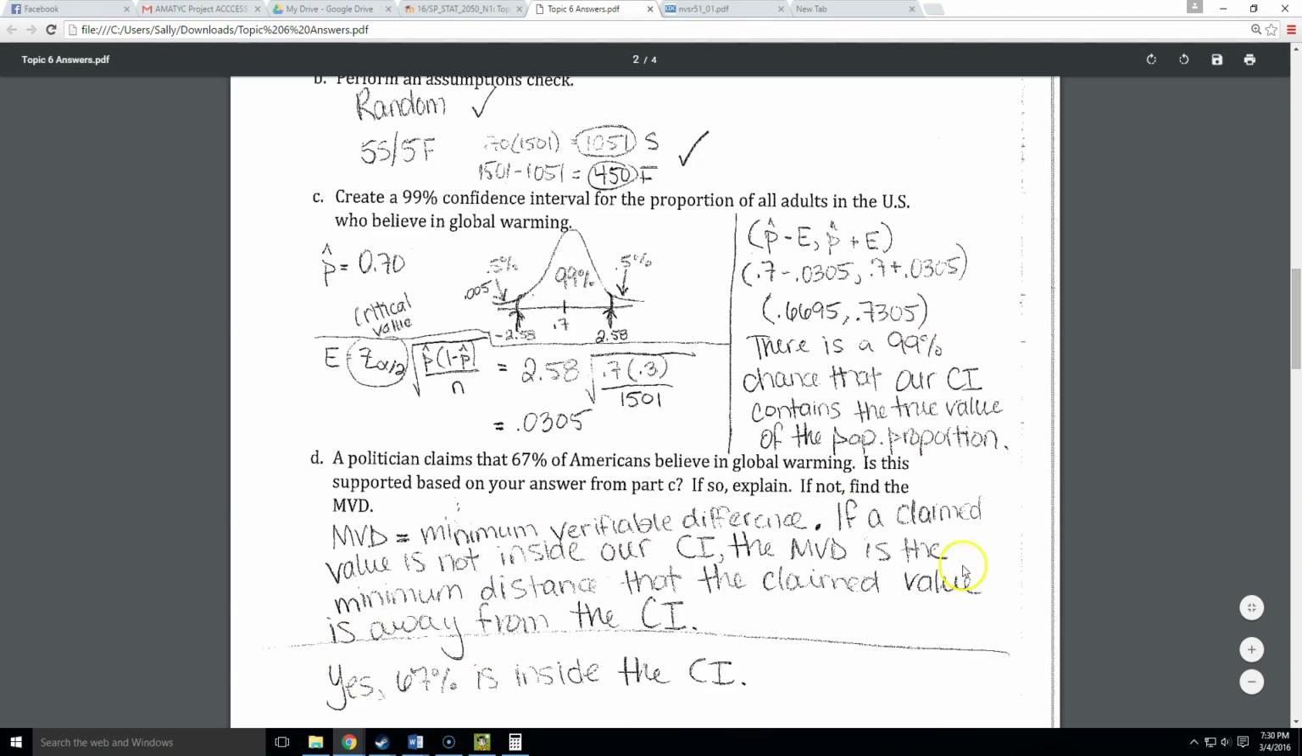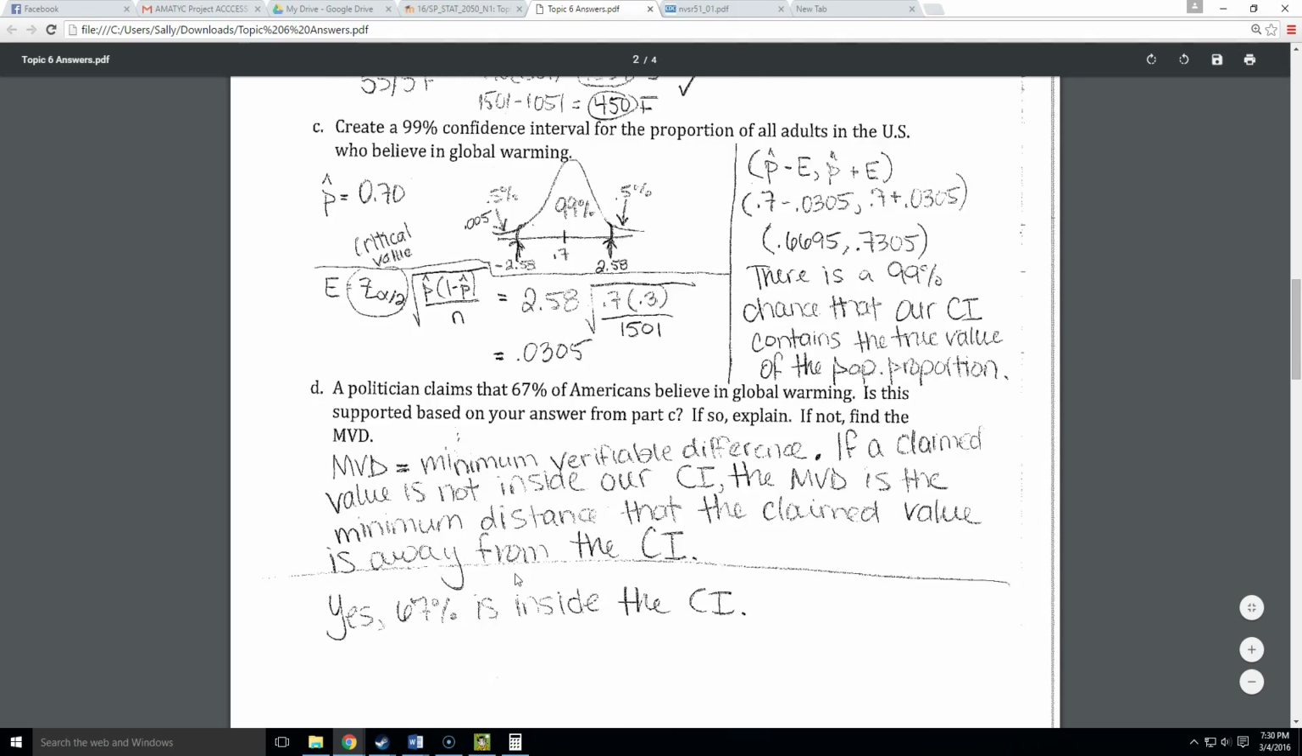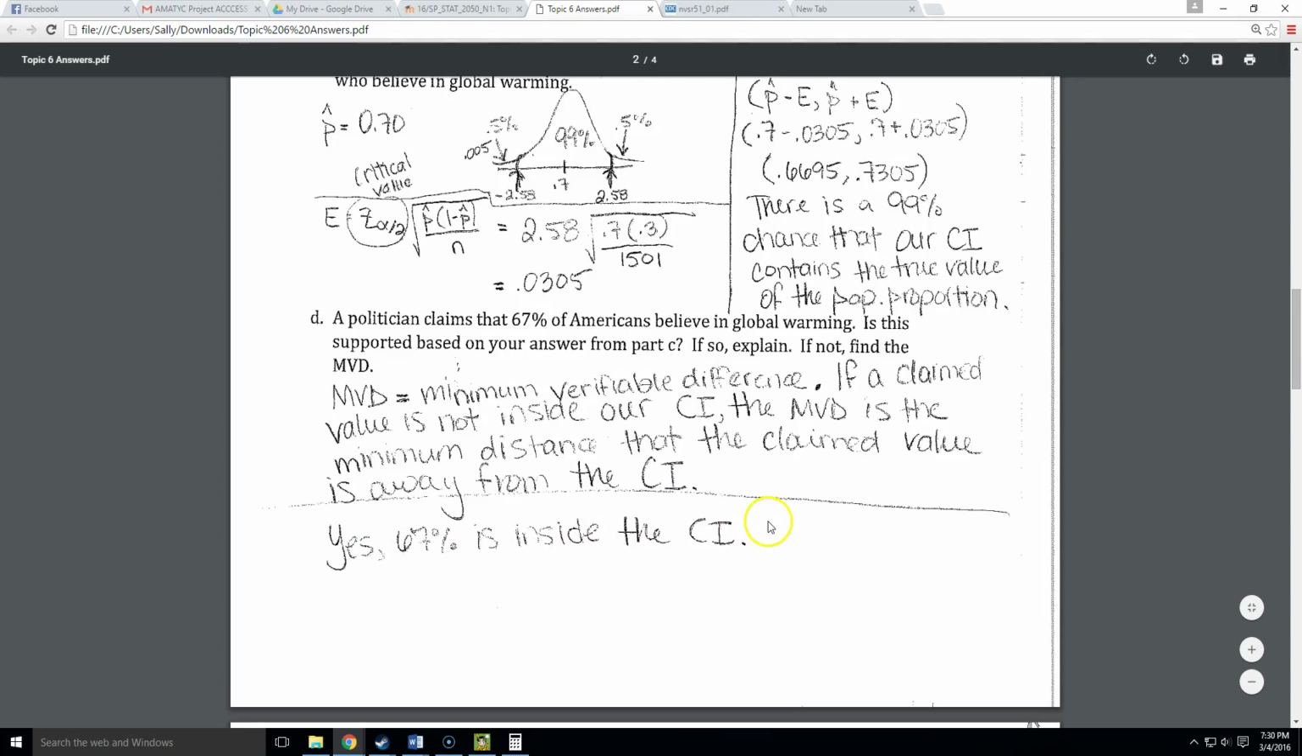So the question says, a politician claims that 67% of Americans believe in global warming. Is this supported based on your answer from part C? Well, 67% happens to fall inside of our confidence interval. We don't care that it falls really, really close to a low end. It just is supported by our confidence interval. So all we would say is, yes, 67% is inside the confidence interval, so we are supporting this politician's claim. We don't need to find an MVD here because we're not telling them that they're incorrect. We are actually supporting their statements.